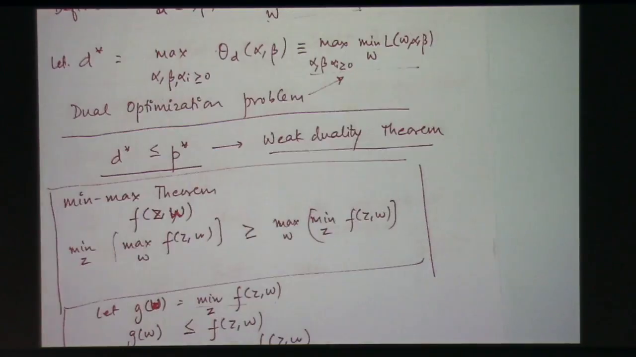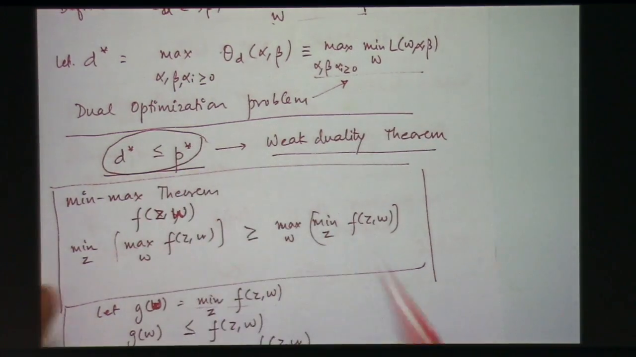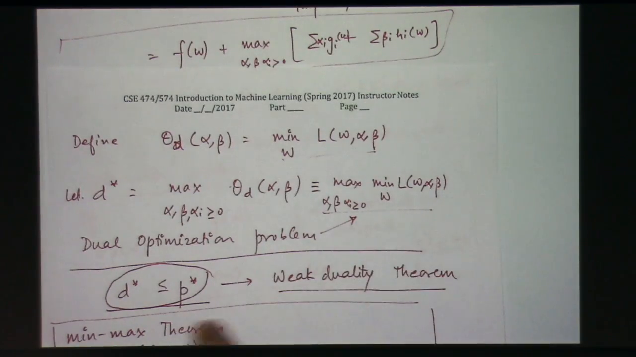But the main thing we want to talk about is that, because of this min-max theorem, if you solve the dual problem, where you first took the min and then the max, then the solution that you get will be less than or equal to the solution if you solve the primal problem. Now the question is why you want to do that.